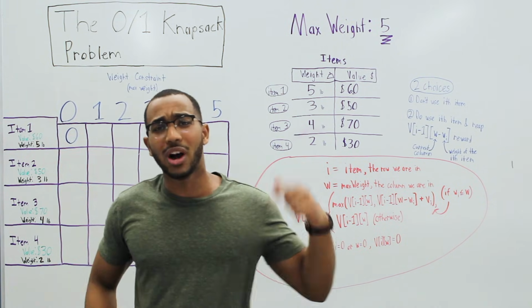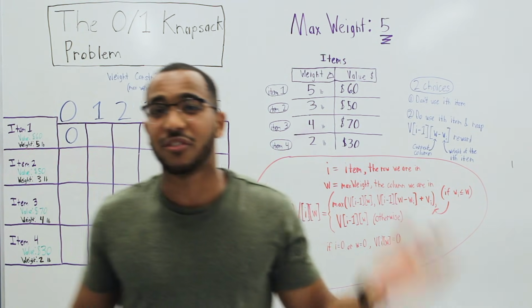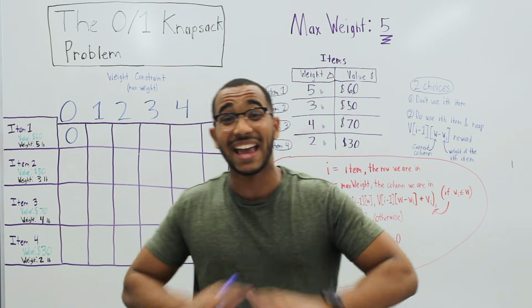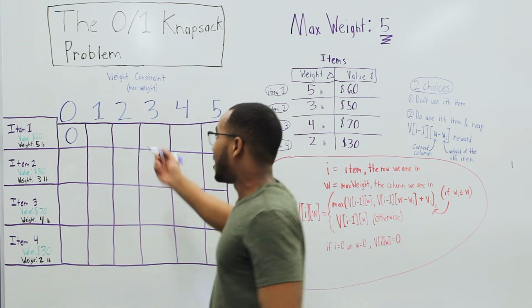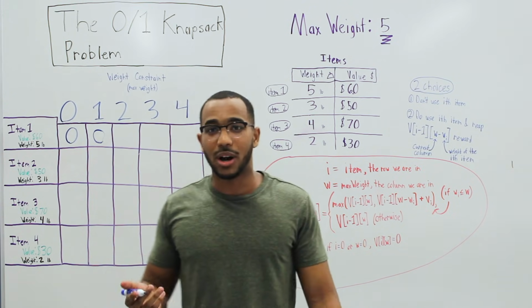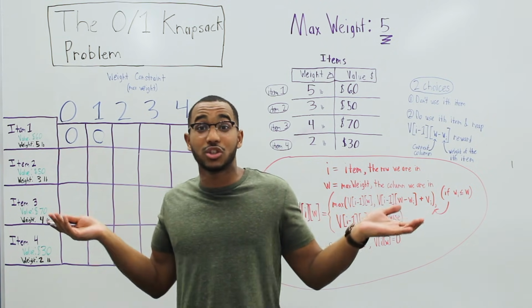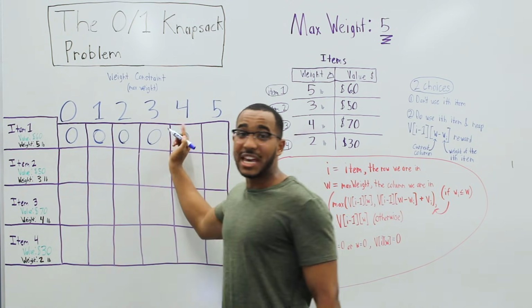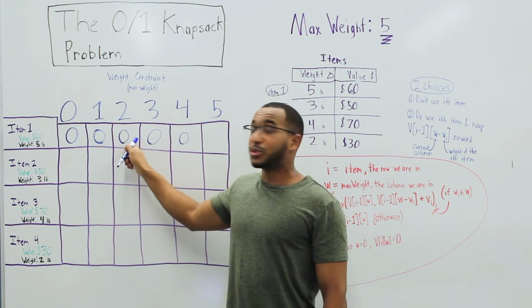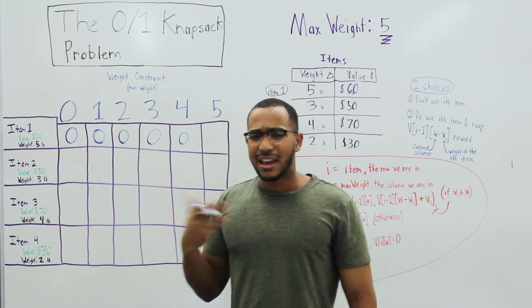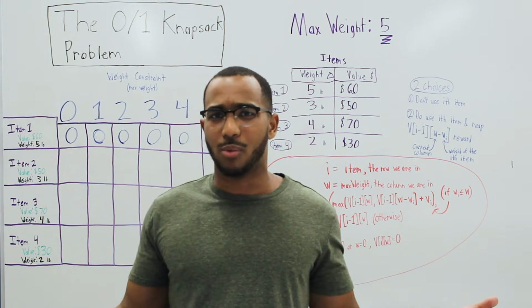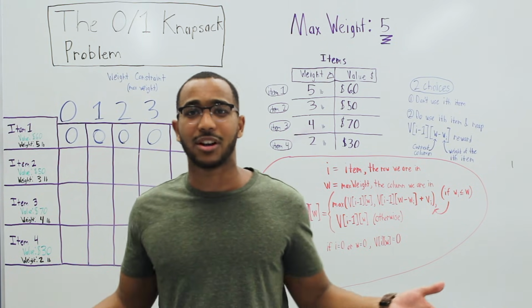And keep in mind, item 1, how much does item 1 weigh? Item 1 weighs 5 pounds. We can't answer anything until we get to 5. How are we going to answer it for 1? We can't. 1 is a weight constraint. We can't even choose item 1. Item 1 is the only item we have. So all of these just became 0 because subproblem 2 max, 3 max, 4 max. If 4 is my maximum, I can't choose item 1. It's worth 5 pounds. It's never going to work.